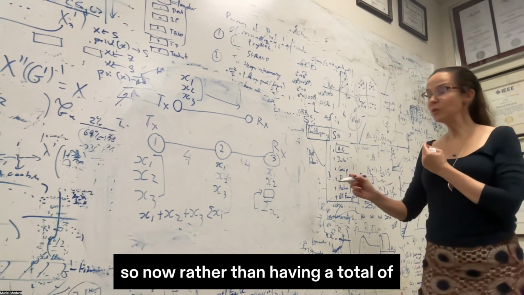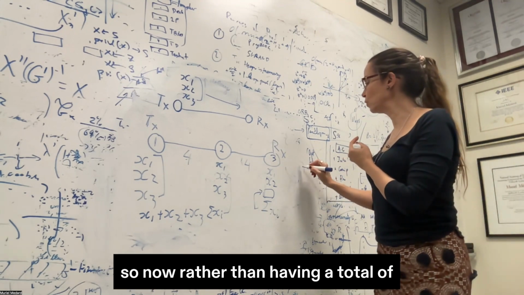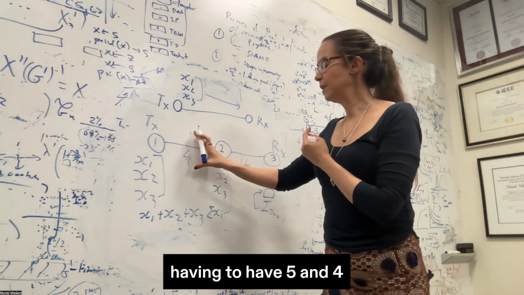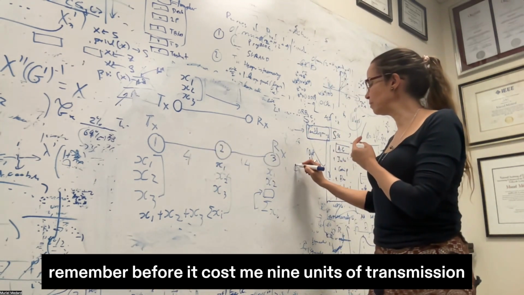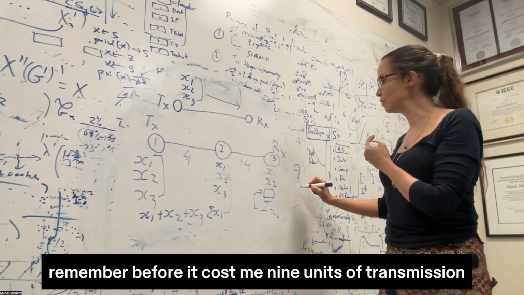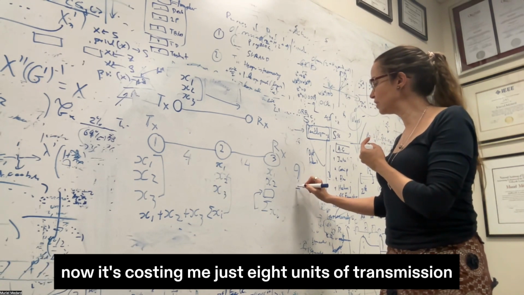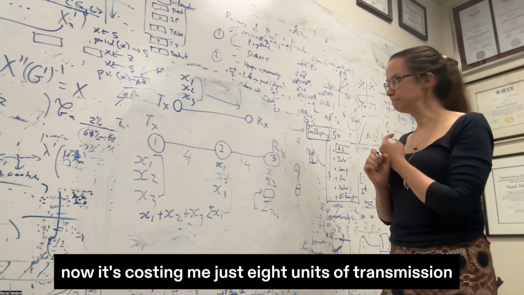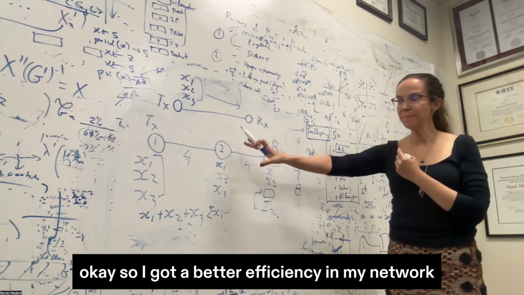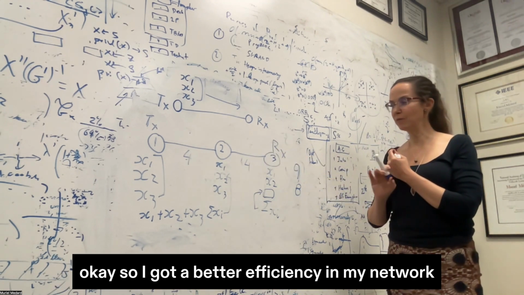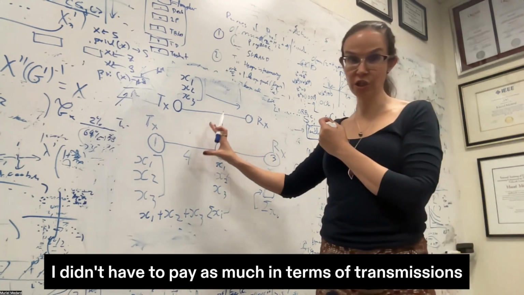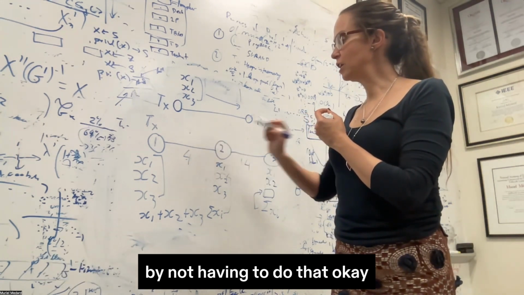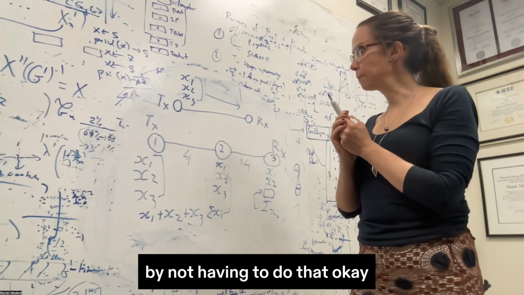So now rather than having to have 5 and 4, which remember before cost me 9 units of transmission, now it's costing me just 8 units of transmission. So I got better efficiency in my network. I didn't have to pay as much in terms of transmissions, and so I got a better throughput by not having to do that.